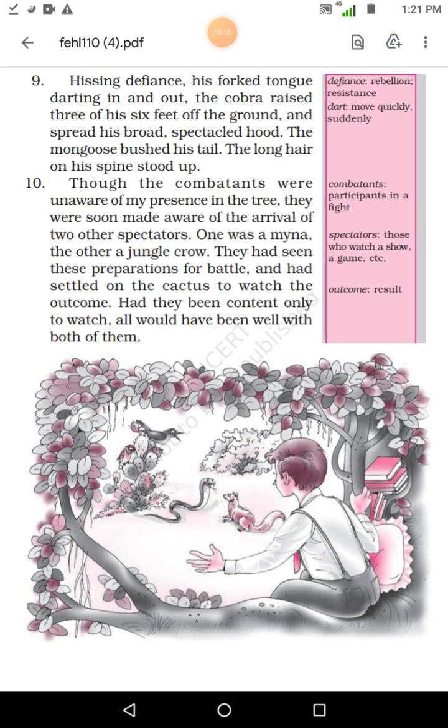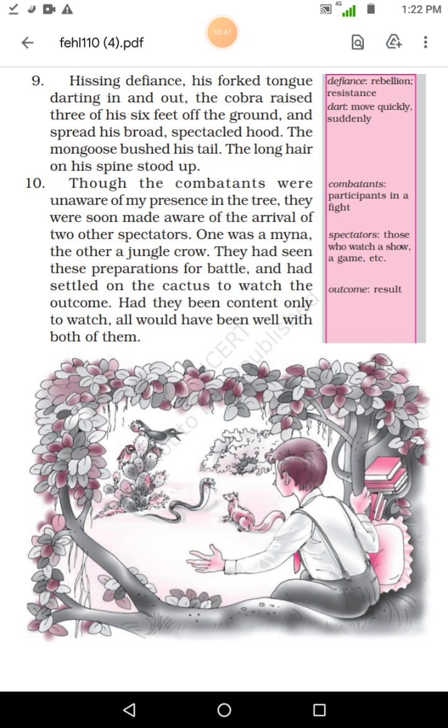Hissing defiance. What is hissing? H-I-S-S, hiss is the way the snake puts its tongue out and in and out. Defiance is trying to prevent, rebel, fighting against, resisting against. Defiance. His forked tongue. Forked means what? Its tongue is divided. In the center it is divided. The cobra's tongue will be divided in the middle.